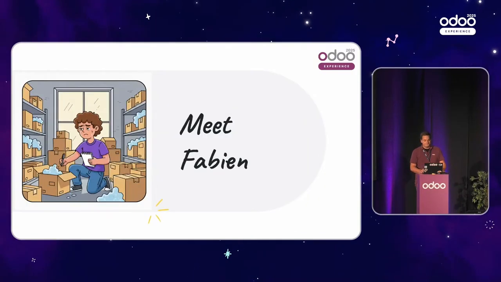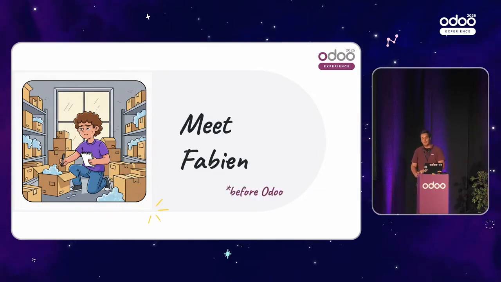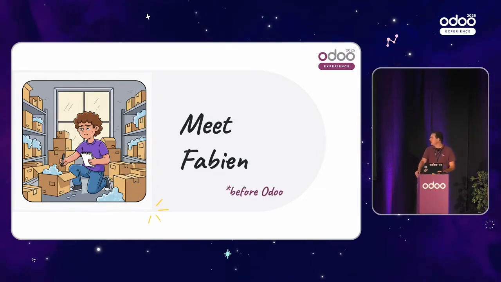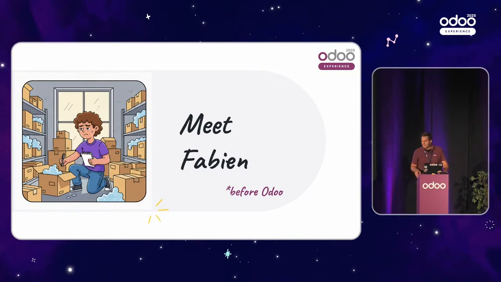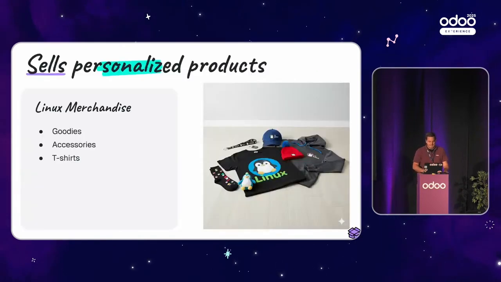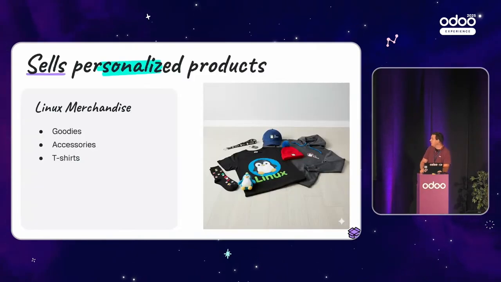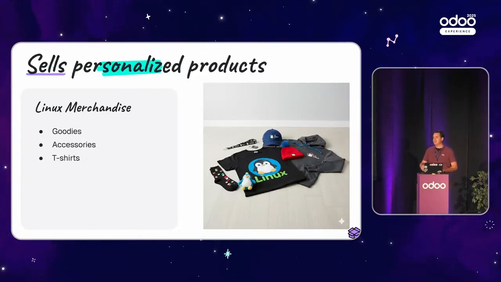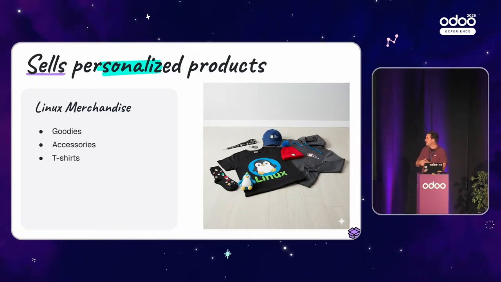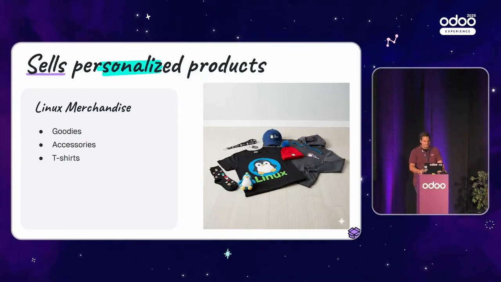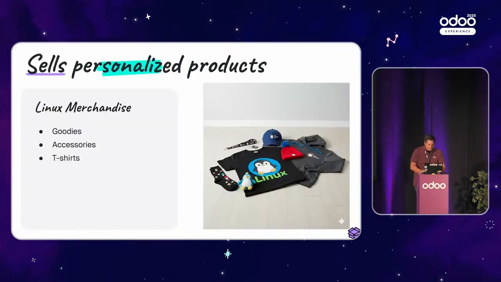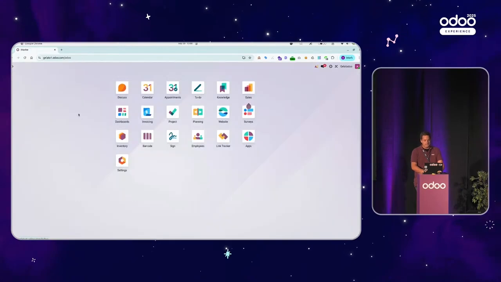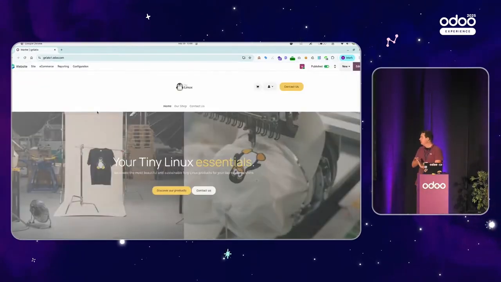So first, I want you to meet Fabien, but I want you to meet Fabien before Odoo, when life was tasteless and when companies were struggling with their ERP. Fabien was selling personalized products, Linux merchandise, goodies, accessories, and t-shirts, and he was doing that on the side. He was studying, and he was selling that on the side to just make money and to give it to the open source.